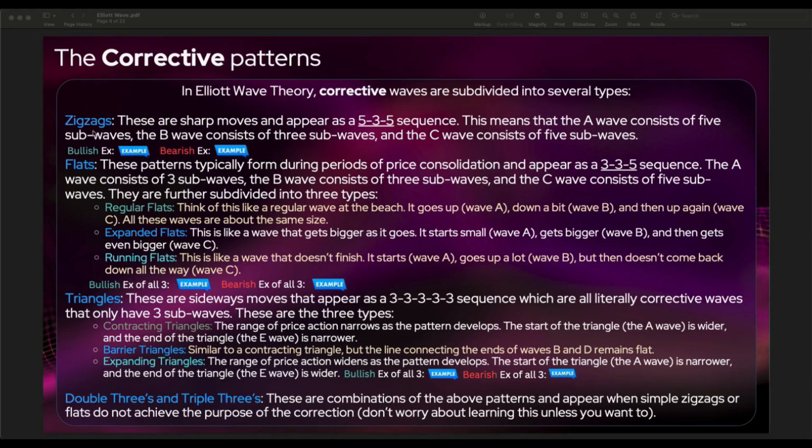Starting off, zigzags. These are sharp moves and appear as a 5-3-5 sequence. This means that the A wave consists of 5 subwaves, the B wave consists of 3 subwaves, and the C wave consists of 5 subwaves. Pretty easy, right? Not that bad. So let me show you some examples that I have here.